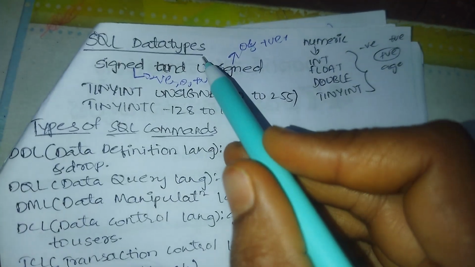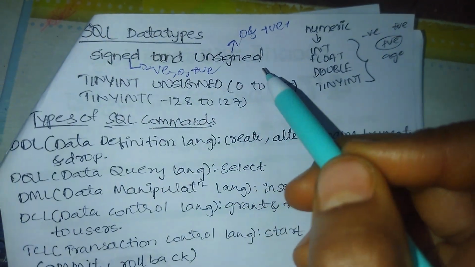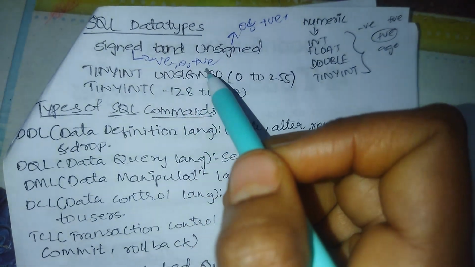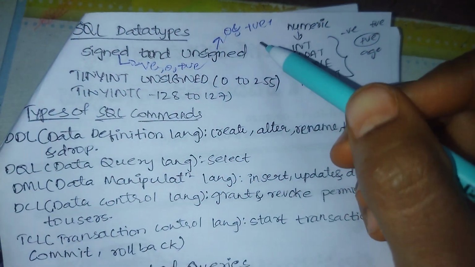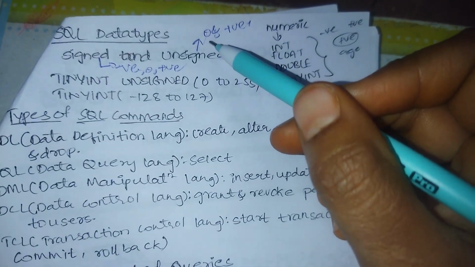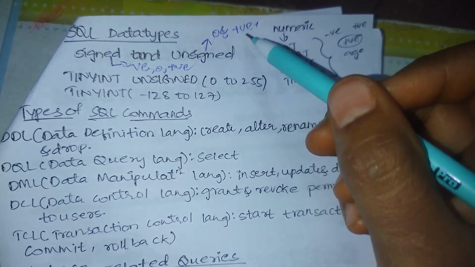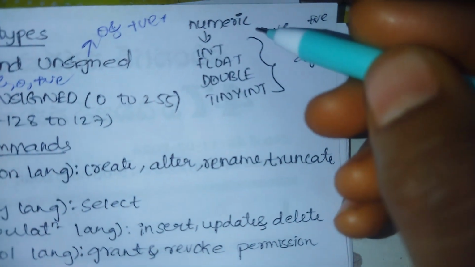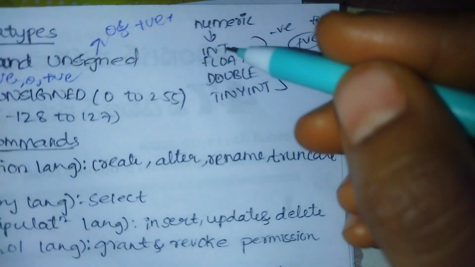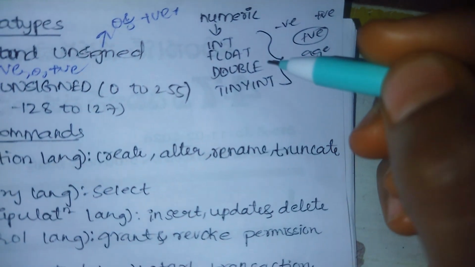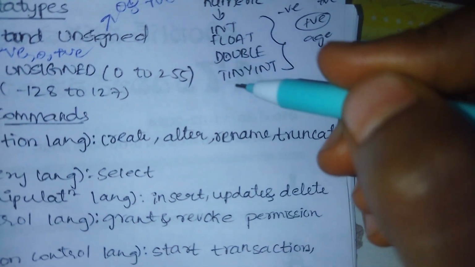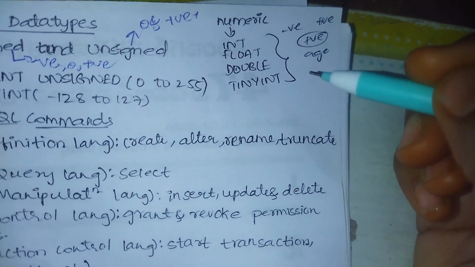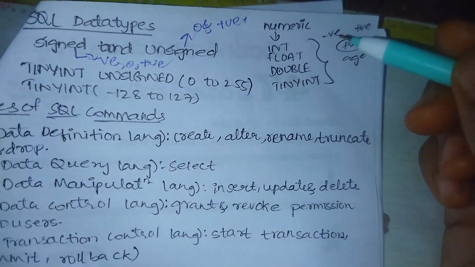In SQL data types, we have signed and unsigned. Signed is the value that holds negative, 0, positive numbers, numeric values. Unsigned holds only positive and 0 terms. It does not hold negative. Numeric is the value that represents numbers, in case integer numbers, float, decimal, double, tiny int. These are the positive numbers, numeric type.